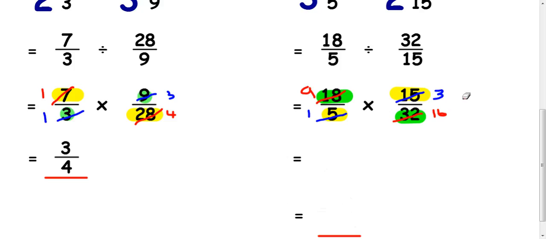Okay, I then multiply my small numbers. So 3 times 9, or 9 times 3 is 27, and 1 times 16 is 16. To finish off, change it to a mixed number. How many 16s are in 27? Well, 1 with a remainder of 11 16ths.